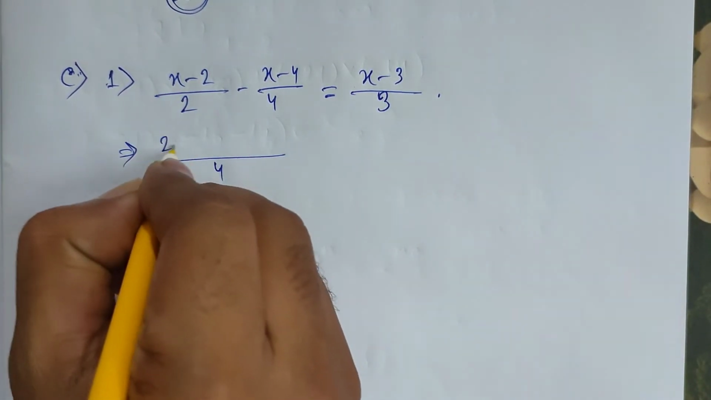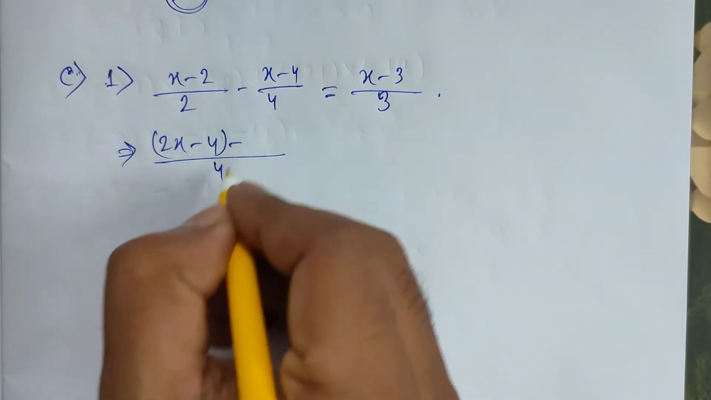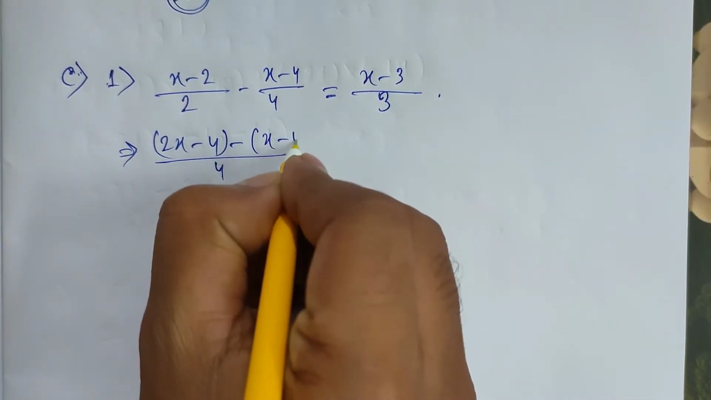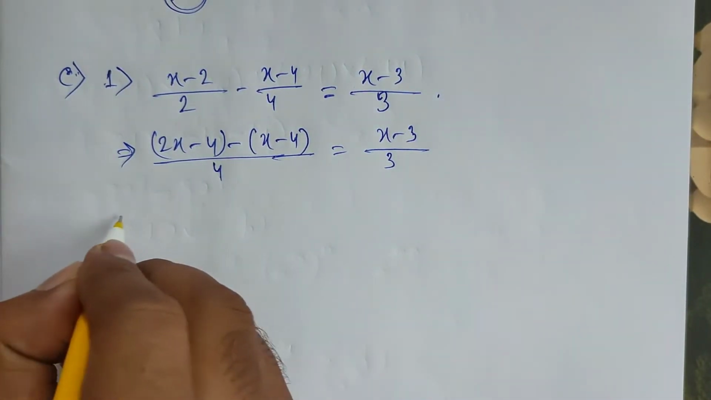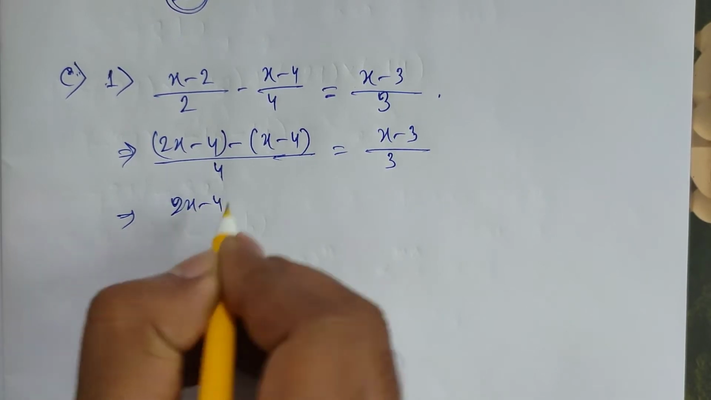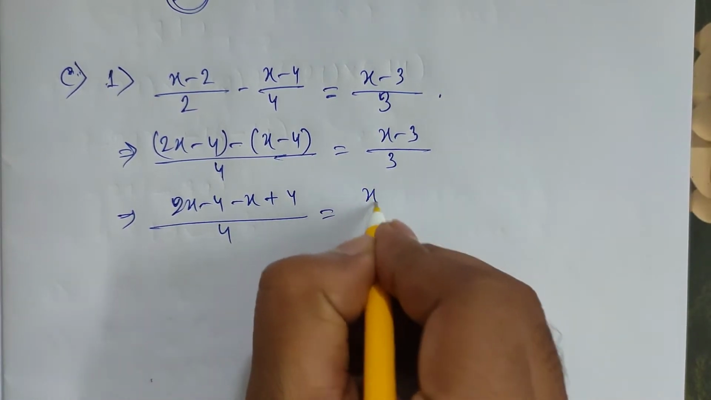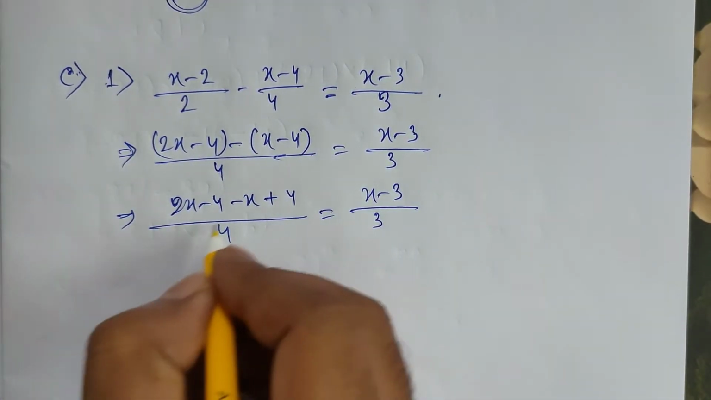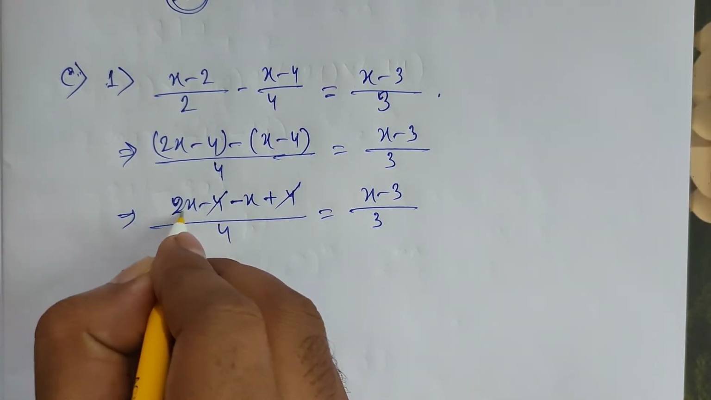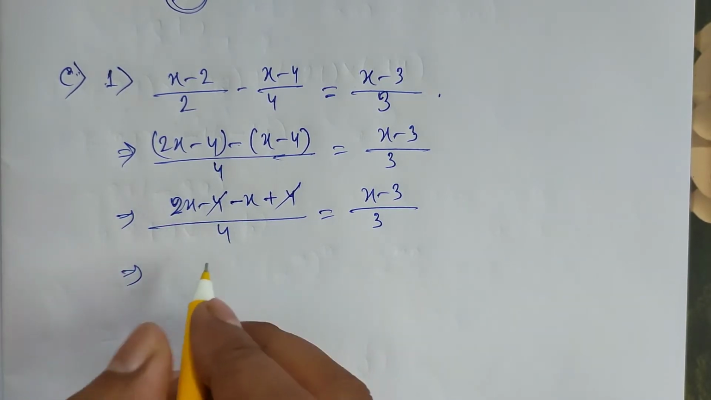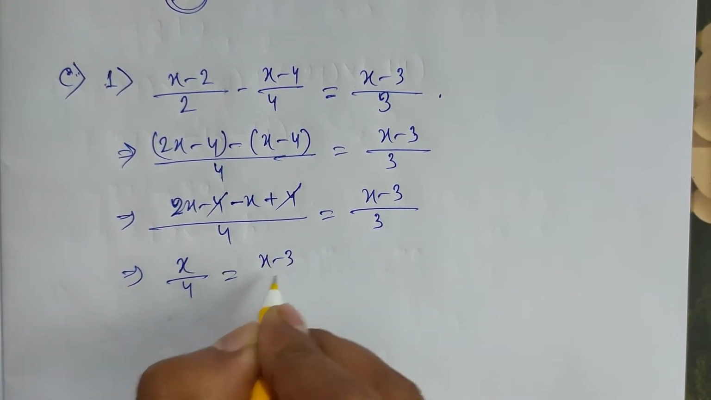2 multiply x, that means 2x, multiply 2 to the 4, minus, then 4 divided by 4, that means 1, so x minus 4, equal to (x minus 3)/3. So 2x minus 4 minus x minus minus, it will be positive, 4 divided by 4, (x minus 3)/3. Just follow plus 4 and minus 4. So then here is minus x, here is plus 2x. Both are different sign, so we need to subtract. So 2x minus x, that means only x, by 4 equal to (x minus 3)/3.